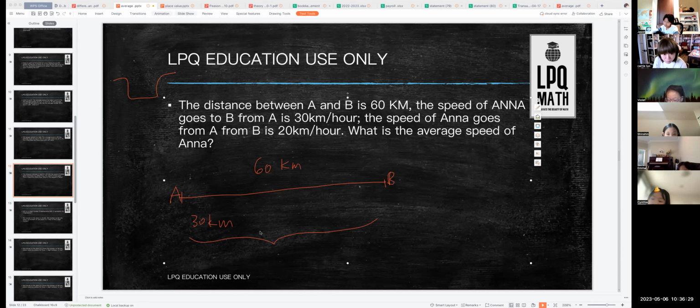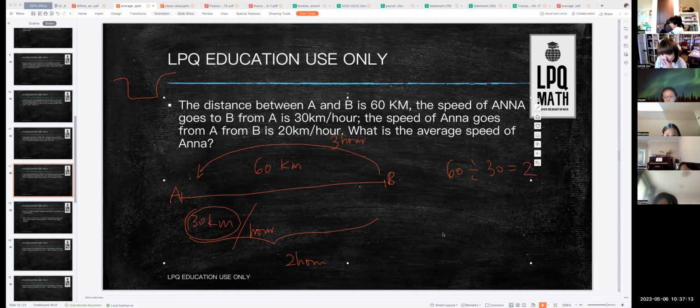Wait, what? So A to B is 60 kilometers, right? The total distance. And Anna is going from A to B with a speed of 30 kilometers per hour. So my question is, how many hours did Anna take to go from A to B? 3. Why? 60 divided by 30. Why is it equal to 3? But that's from B to A, not from A to B. No, going from A to B is 30 kilometers per hour, Margaret. Oh, yeah. That's 2 hours. And from B to A will be 3 hours, correct?